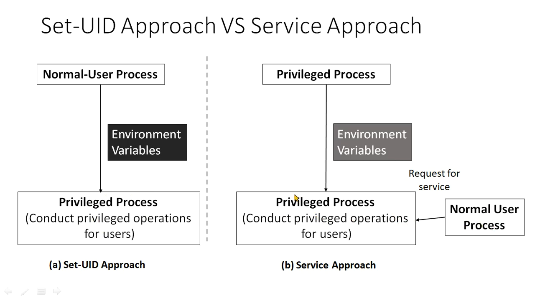This specific task also takes environment variables as its input, but the user cannot manipulate the values of these environment variables. These environment variables can only be set by the root user. When the root user runs this privileged process, the privileged process inherits some environment variables, but these environment variables can only be modified by the root user. So a normal user cannot change these environment variables. That's why this approach is considered safer.